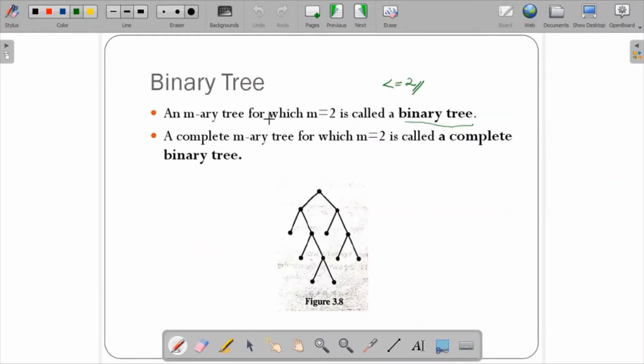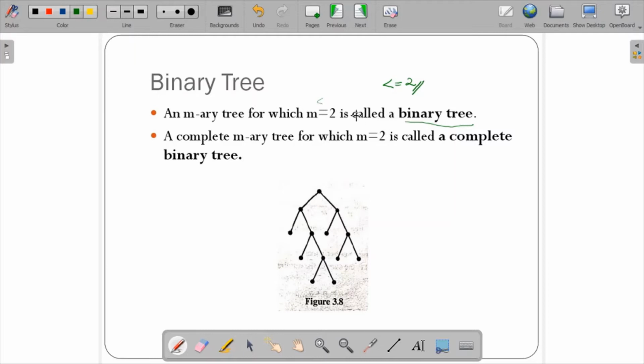A tree for which M is less than or equal to 2 is called a binary tree. In other words, a rooted tree is called a binary tree if every vertex of T is of out degree less than or equal to 2, that is, every vertex has at most 2 children.